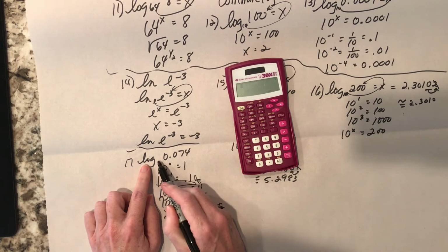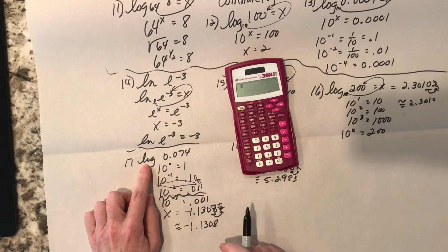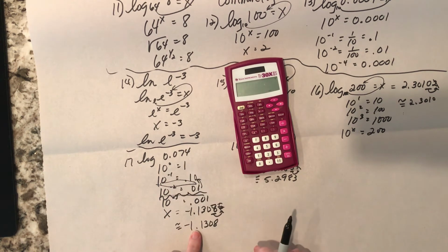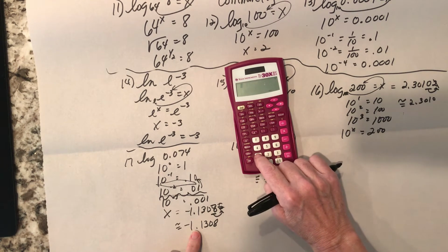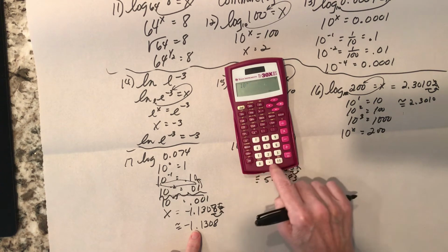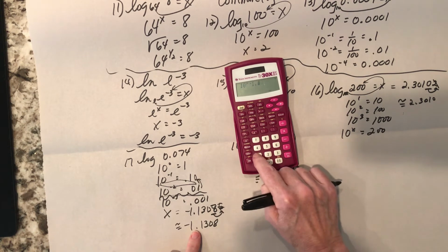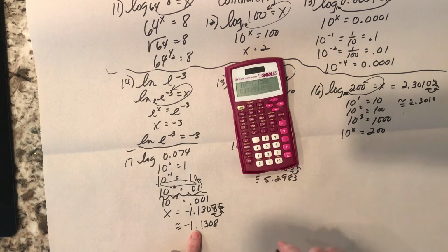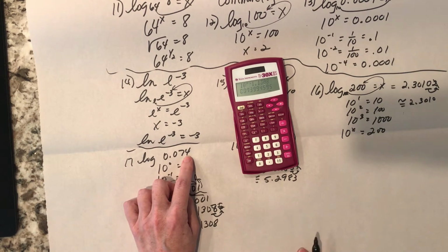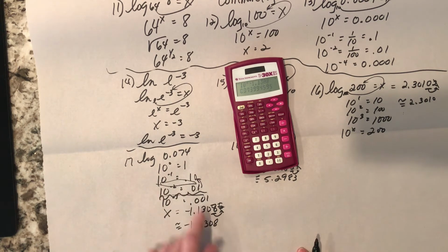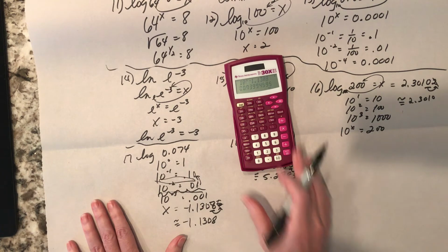Again, 10 to what will give us 0.074, and we found out it was negative 1.1308. So let's raise 10. You can do it this way too. 10 to the negative 1.1308, and sure enough, that'll give you 0.07399, which is 0.074, rounded up a little bit. Remember, we rounded this, so our answer will not be exact.